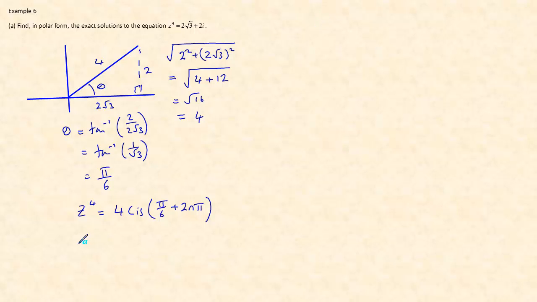So using De Moivre's, z is going to be, so we want the 4th root of 4. Well, the square root of 4 is 2, and then square rooting again, that's root 2. So that's going to be root 2. And this will be pi by 24 plus 2n pi divided by 4, which is n pi by 2. So, if we take n is equal to 0, we're going to get root 2 cis pi by 24.